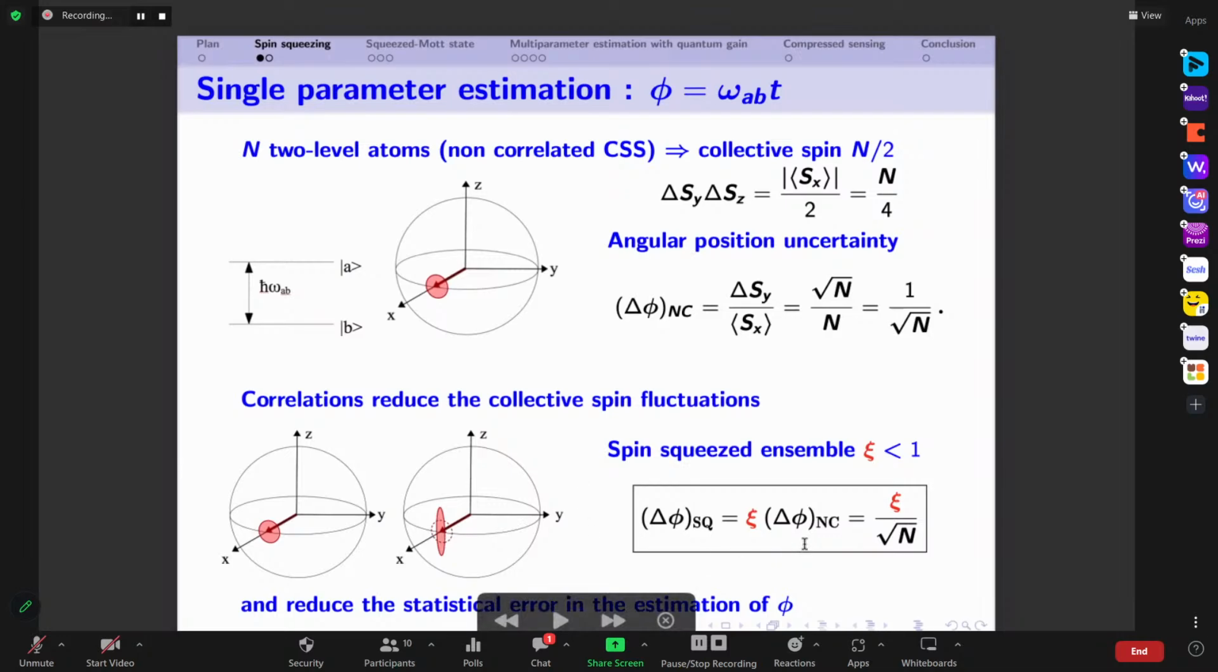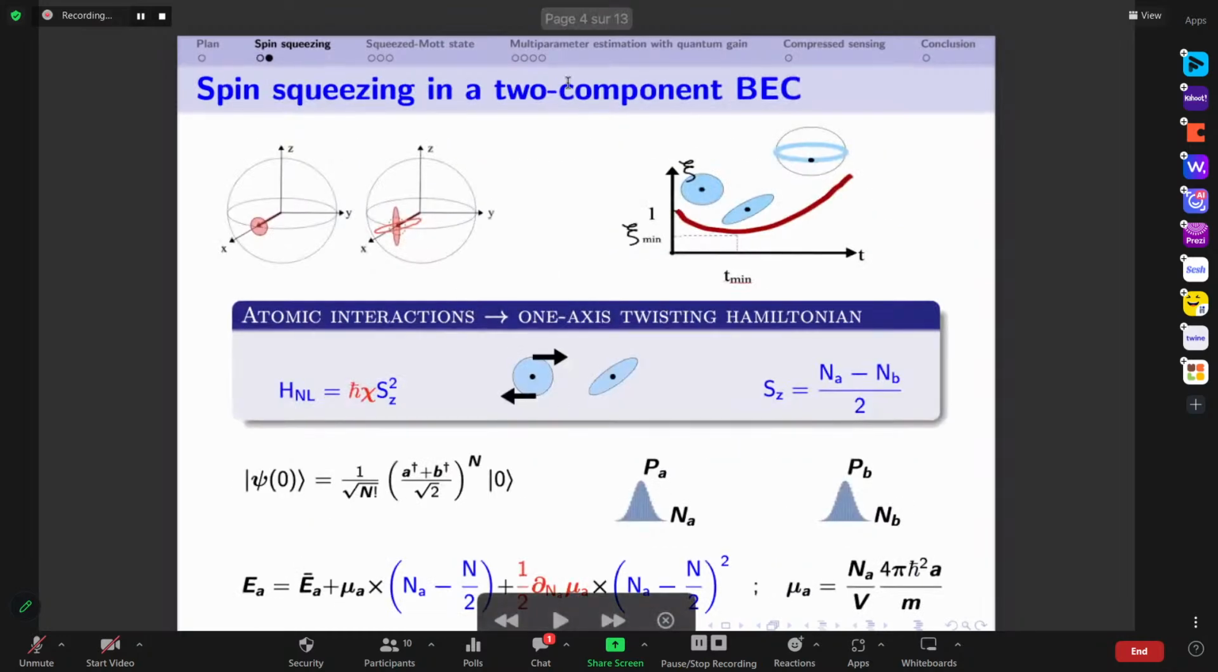And to quantify this reduction one introduces a parameter, psi, which is the spin squeezing parameter, which is directly related to the precision that one can get in measuring this precession frequency. So in this business, the parameter that we want to measure using the atoms is the phase of precession. And here it is a single parameter. All the atoms measure the same one.